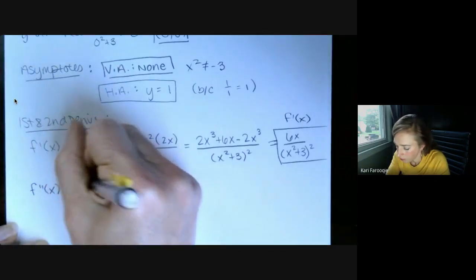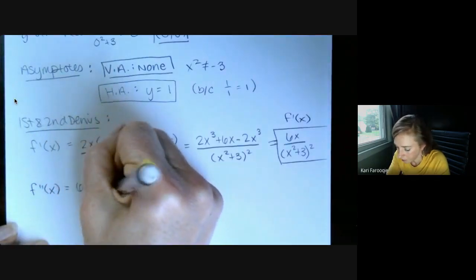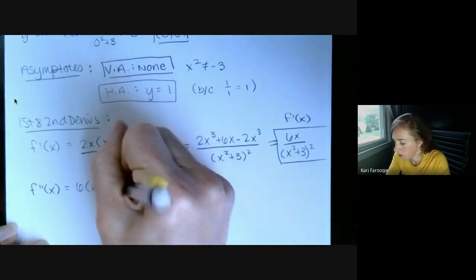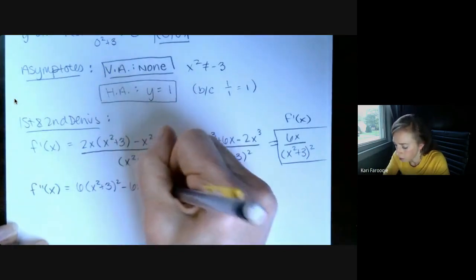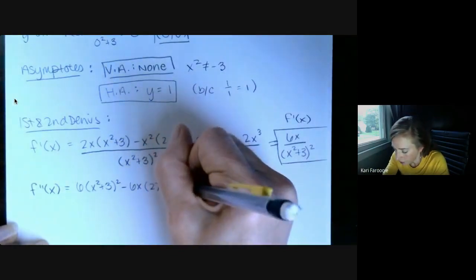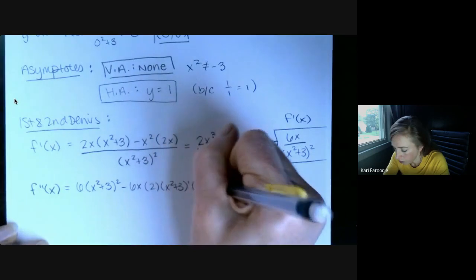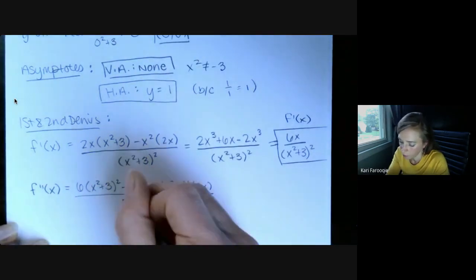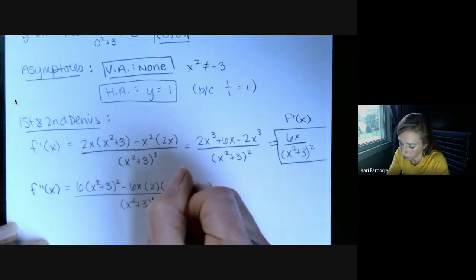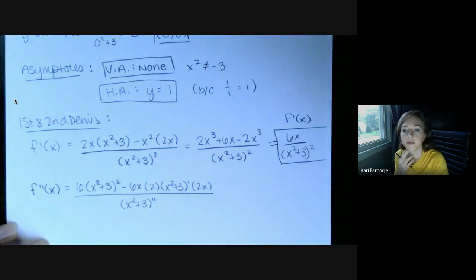So f prime, g minus f, and then g prime is going to need the chain rule. So I have twice x squared plus 3 to the first times the derivative of the inside function. Don't forget to square your denominator. And I always go through and double check. G minus g prime, twice x squared plus 3 to the first, 2x. Okay.